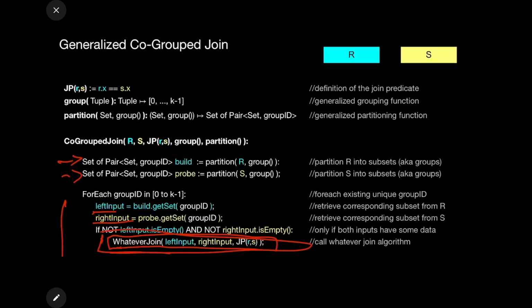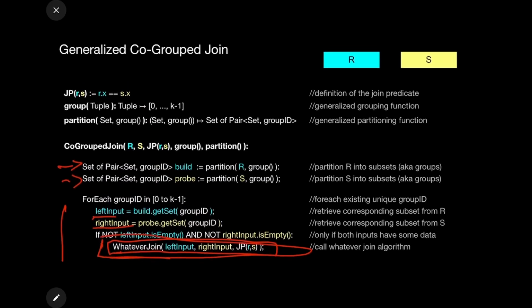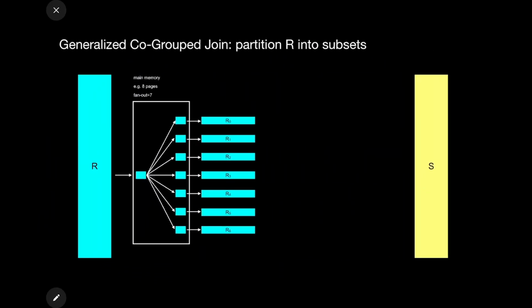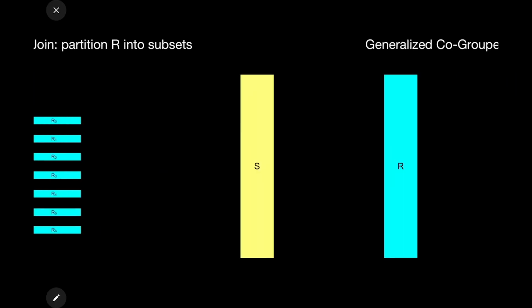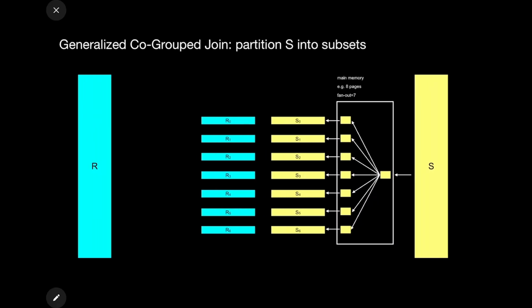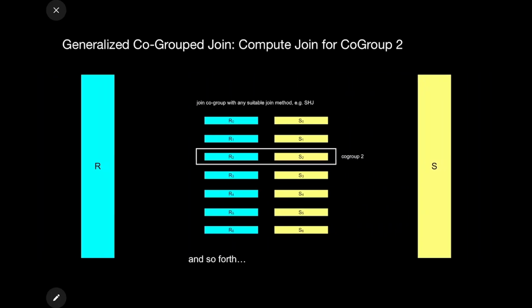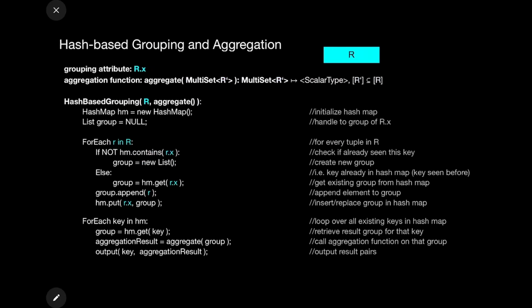Okay, here, generalized cogroup join. Right, so here's another visualization where I partition one input based on the function. Then here's the same, and then you build these co-groups. So join one co-group, join the next co-group, and so forth. So, as promised, now you know about grouping. Now you know about nested loop join, hash join, and sort merge join, and partitioning joins in the sense of co-grouping.